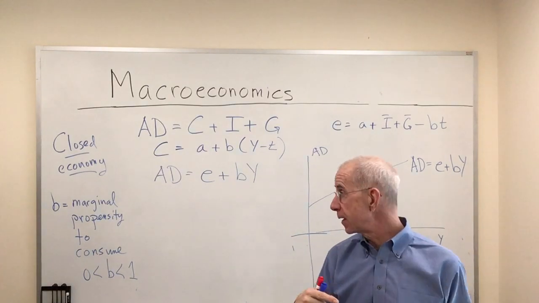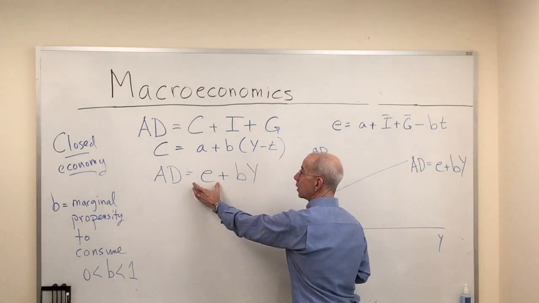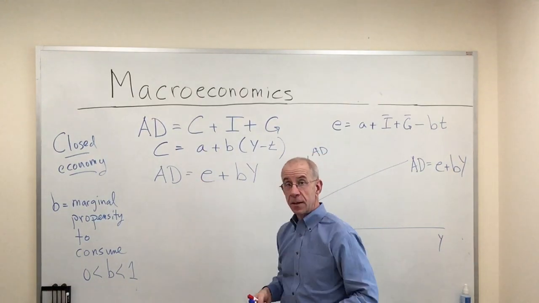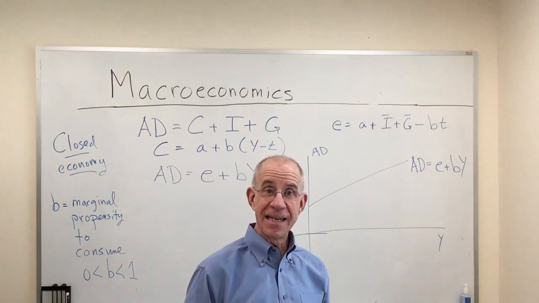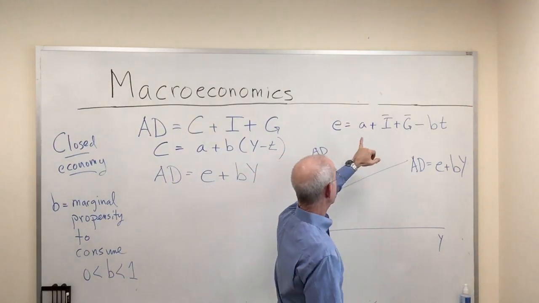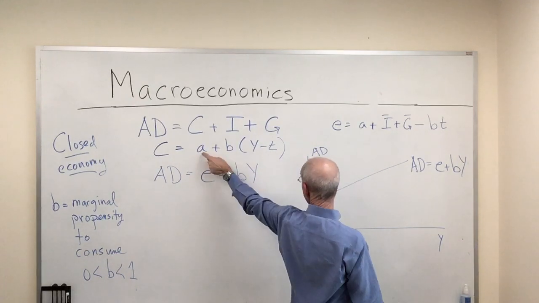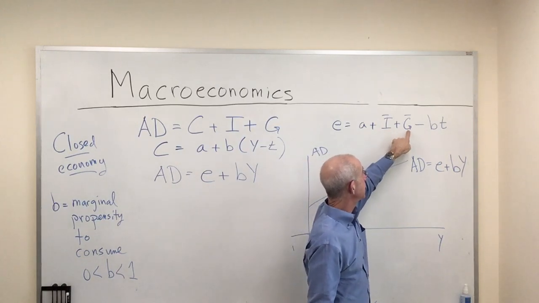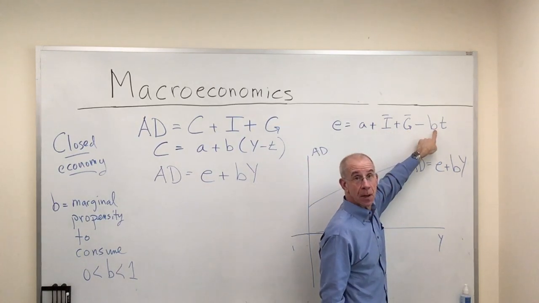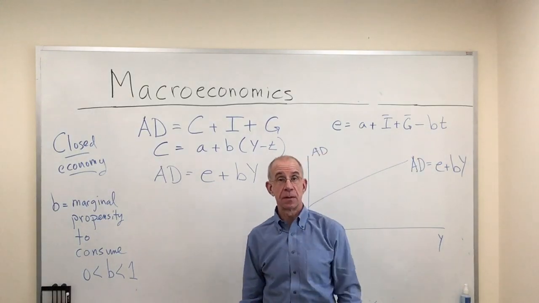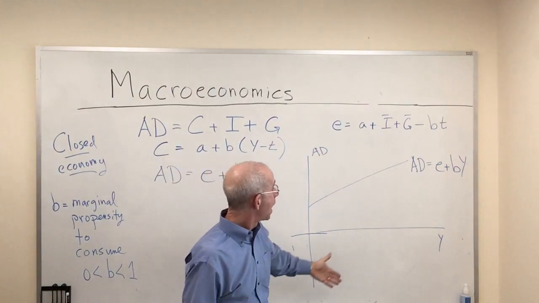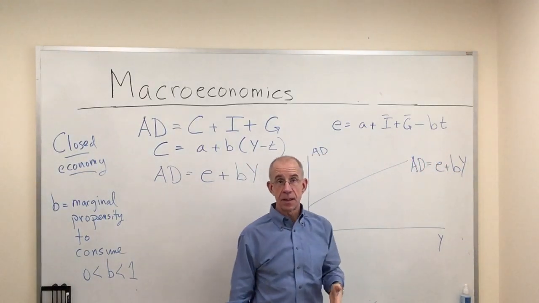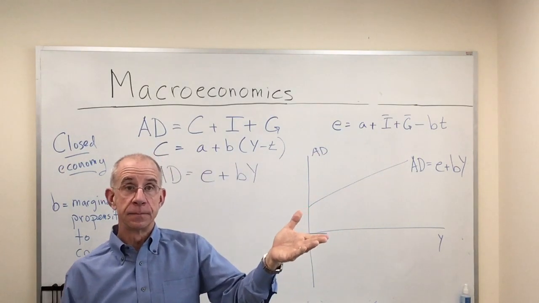And again, in that previous video, we also determined what this intercept E is equal to, which was A, which is from the consumption function, plus investment, plus government spending, minus B, the marginal propensity to consume, multiplied times the tax burden. And we've got this aggregate demand function as a simple line.